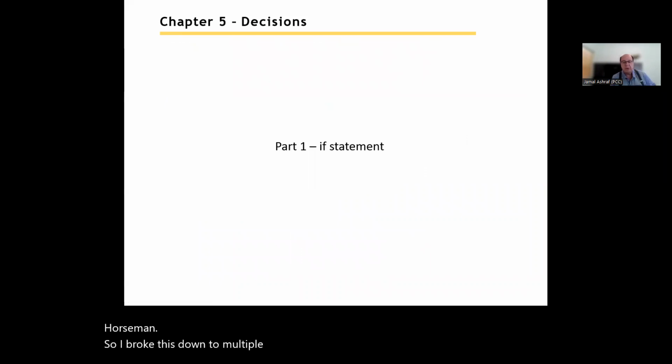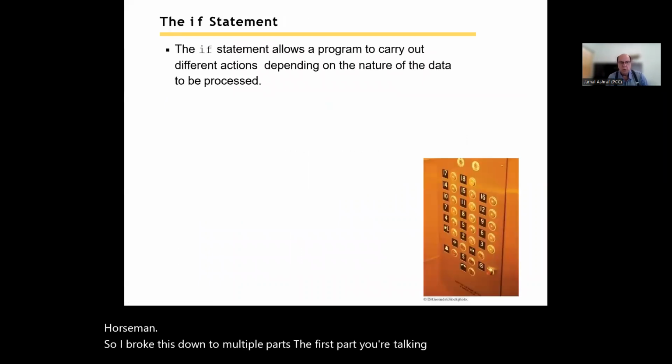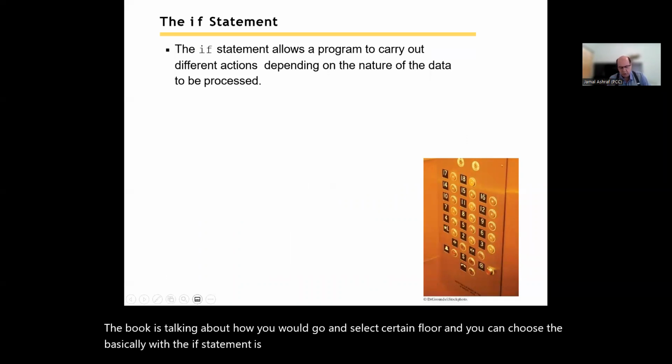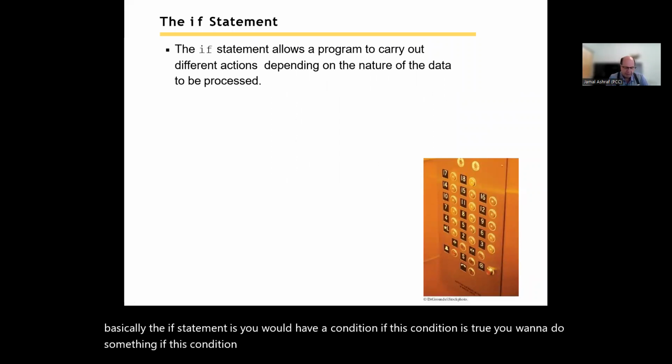The first part is about the if statement. The book talks about how you would select a certain floor, and you can choose. Basically, with the if statement you have a condition. If this condition is true, you want to do something. If this condition is false, you want to do something else.